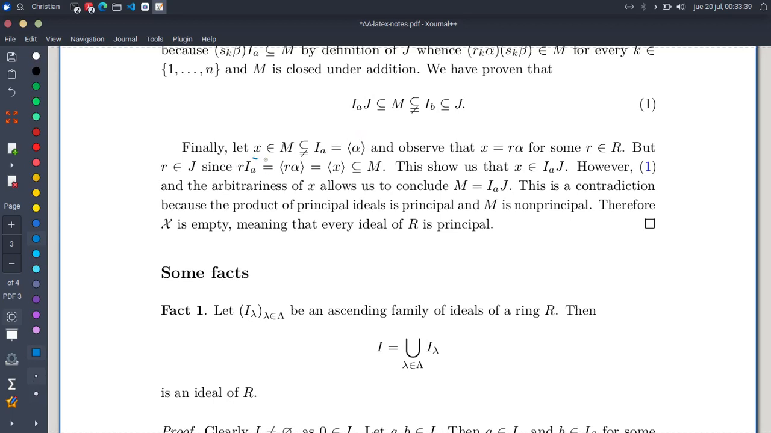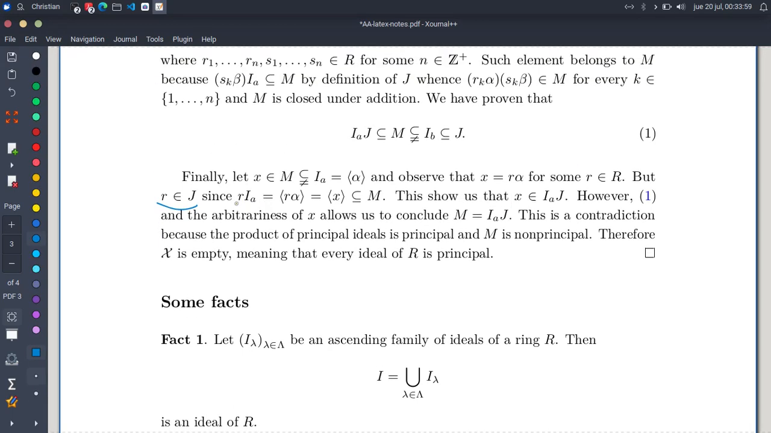So let X be an element of M. Because of this inclusion, we have that X is a multiple of alpha, and so we can write that X equals R alpha for some R in R. Notice also that R is in J, because if we multiply R times IA, we get the ideal generated by this product. That product is X.